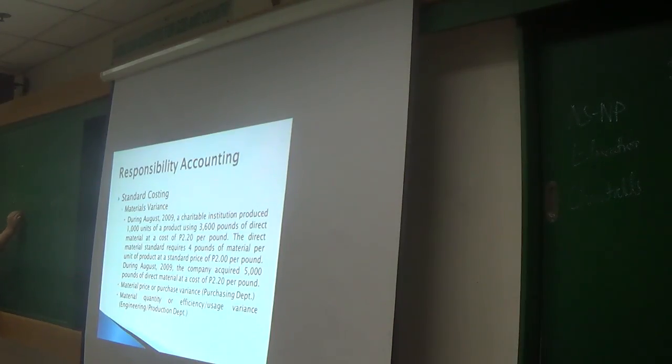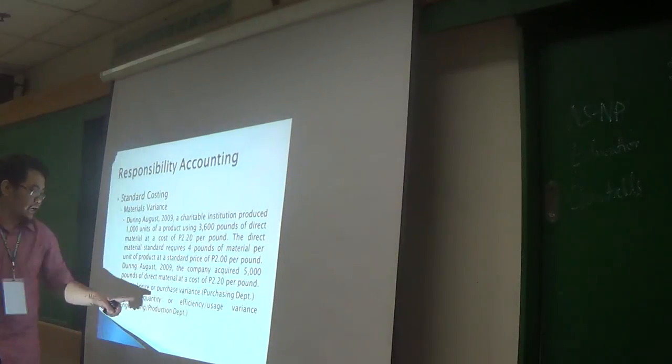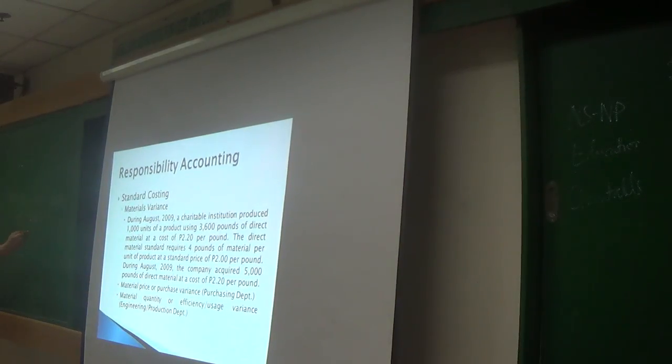So what is the standard price? 2 pesos. What is the actual price? 2.20 times the actual materials we have purchased. During August, the company acquired 5,000 pounds. So times 5,000. So 5,000 times 0.20, definitely we have 1,000 variance. But what type of variance? Is it favorable? Is it unfavorable?